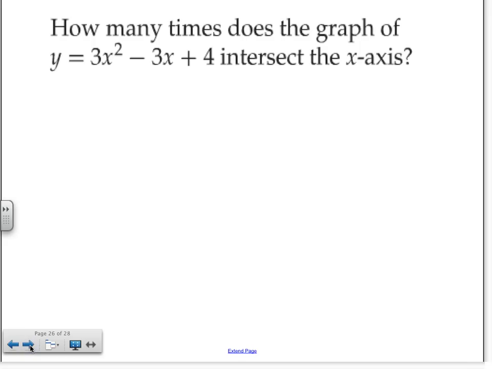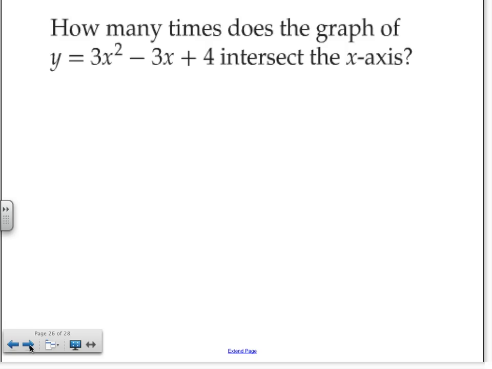Check this out. I want you to go ahead and tell me. I don't know what you're going to try to do in this problem, but I just asked this. How many times does this graph intersect the x-axis? What would you do to determine the number of times this graph will intersect the x-axis?